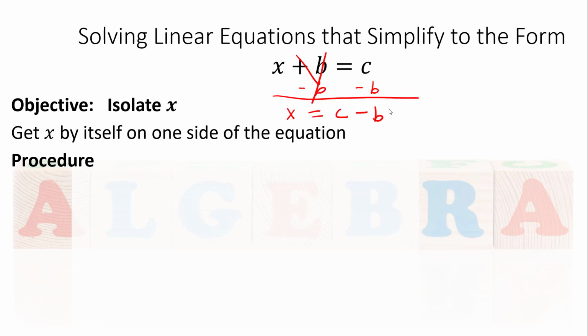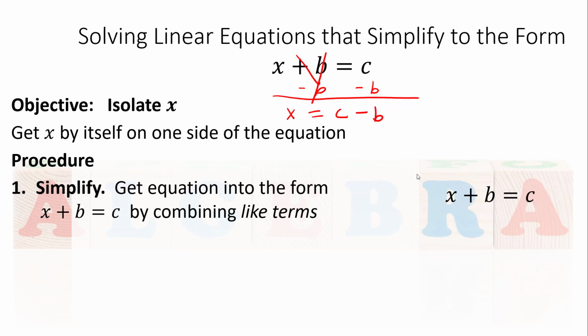And now I know what x is, and all I did was basically add, or in this case subtract, the exact same thing from both sides of the equation. And that brings about our procedure. The first one is to get the equation to the form of x plus b equals c by combining like terms. Okay, what the heck are like terms?